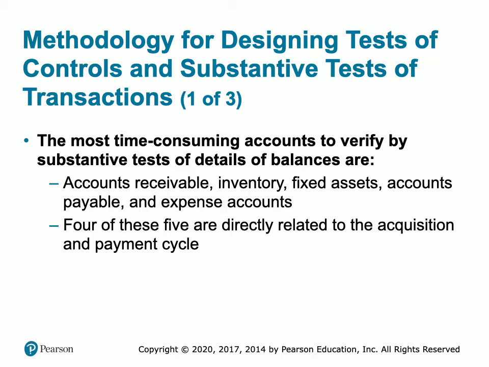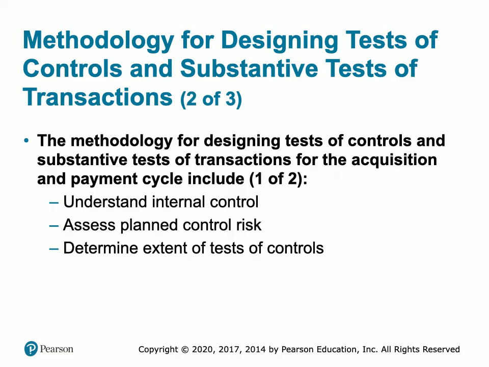So when you think about designing the tests, substantive tests of details again are more time consuming, right? So the things that are related to the acquisition cycle are inventory, fixed assets, accounts payable, and expense accounts, right? And so when you think about these things, the acquisition and payment cycle involves four of the five most time consuming accounts. And so you've got to think about how do we reduce those substantive procedures.